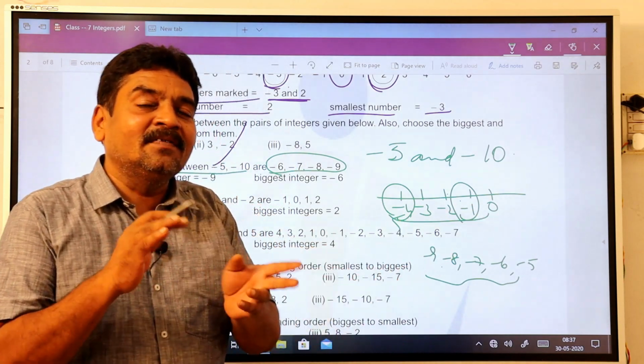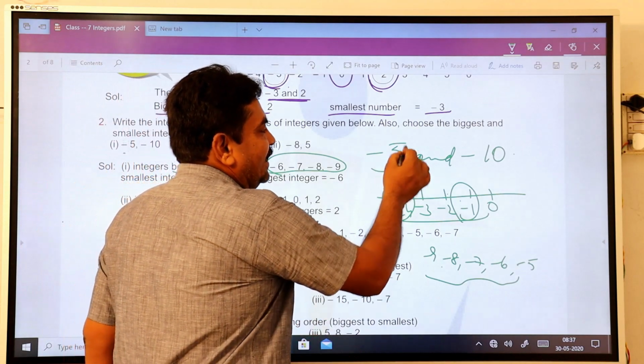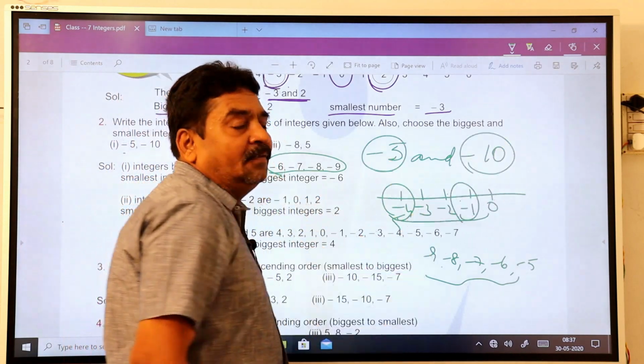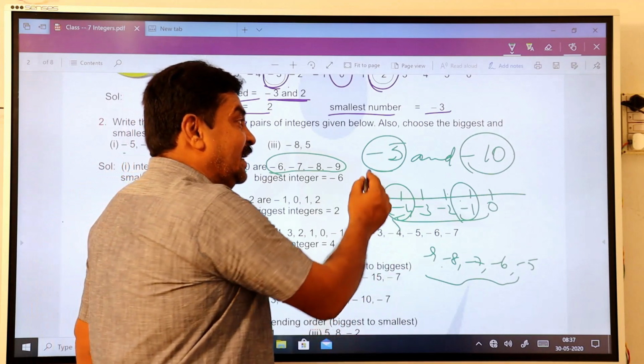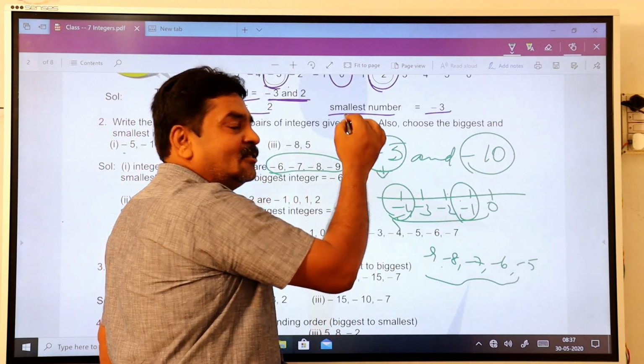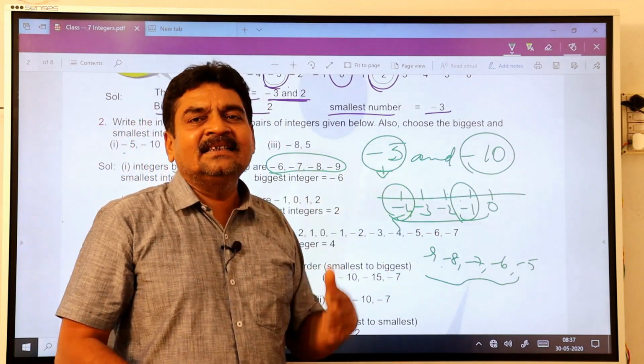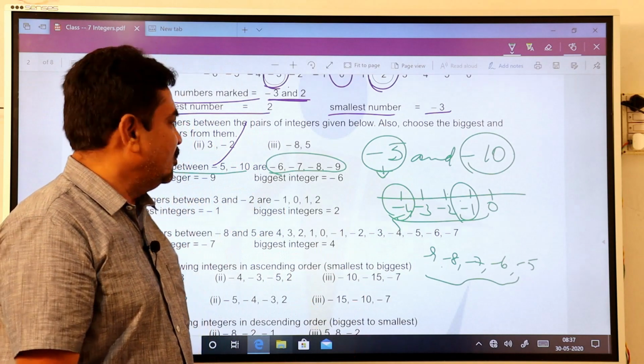When you compare two negative values, say suppose minus 5 and minus 10, then which is bigger? Minus 5 is bigger than minus 10. Why? Because minus 5 is nearer to 0 compared to minus 10. That's why minus 5 is bigger than minus 10.